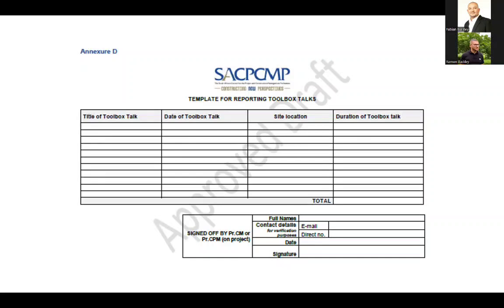We'll have 10 will be 1, 20 will be 2 hours, as an example. Then you're going to put in the duration at the end where you've got totals. You're going to mention your total number of hours that you were involved or that you had presented the toolbox talk. And then you're going to put on the bottom full names, contact details, email, direct number, date, and signature.